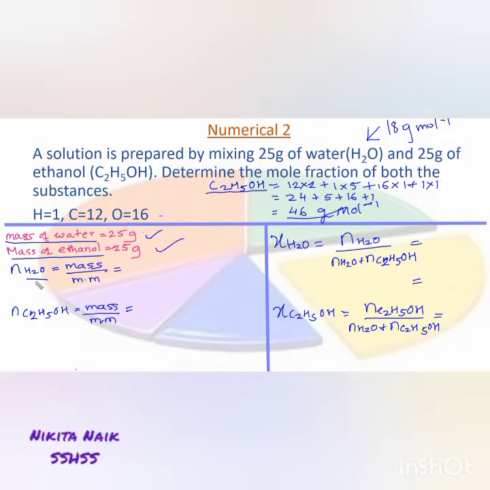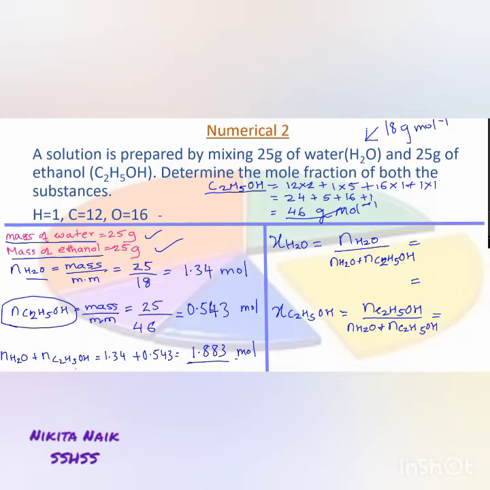So number of moles of water is mass divided by the molar mass. Mass is given as 25 and molar mass of water is 18, which comes to 1.34 mole. Next one is number of moles of ethanol: mass divided by the molar mass. Mass is 25 gram and molar mass is 46 gram per mole, which comes to 0.543 mole.